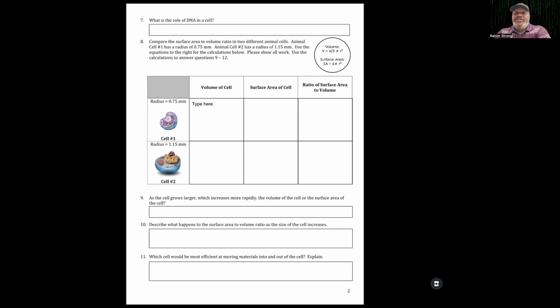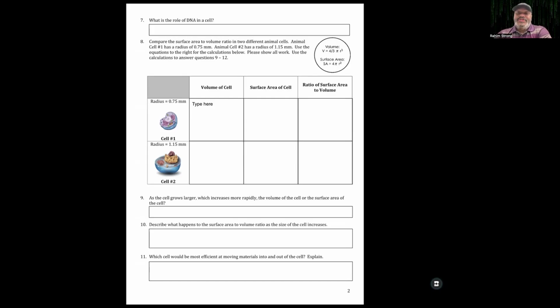All right. So the volume is 4/3 pi r cubed. Those of you who don't remember what the power of three means, you multiply that number by itself three times. So if the radius is 0.75, that's going to be 0.75 times 0.75 times 0.75. Pi, you know what that is. That's the ratio of the circumference of a circle to the diameter, 3.14.